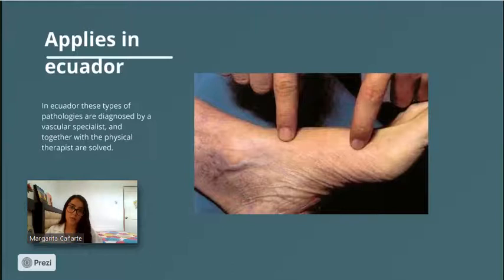Applies in Ecuador. In Ecuador, these types of pathology are diagnosed by cardiovascular specialists and, together with the physical therapies, are solved.